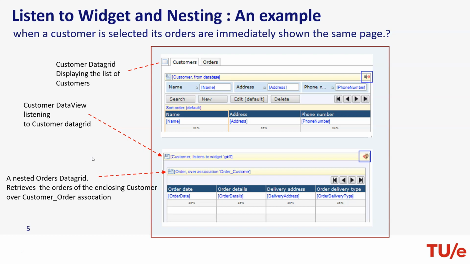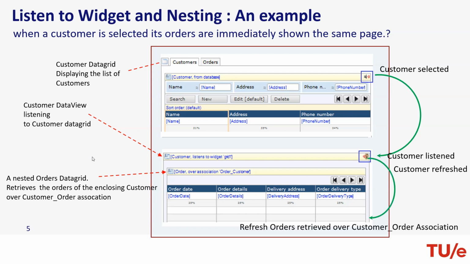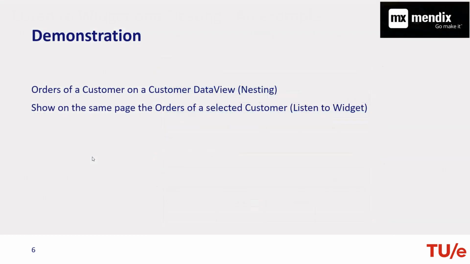Simply, when a customer is selected in the customers list on the top grid, the data view hears about the customer, and consequently, the orders are updated in the data grid at the bottom. Let's implement this design in our toy project.